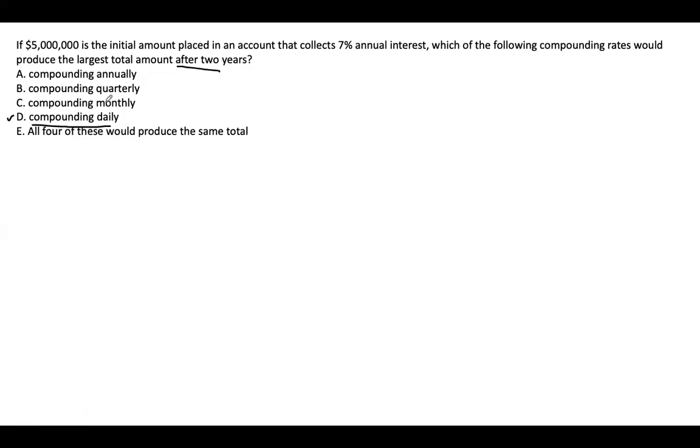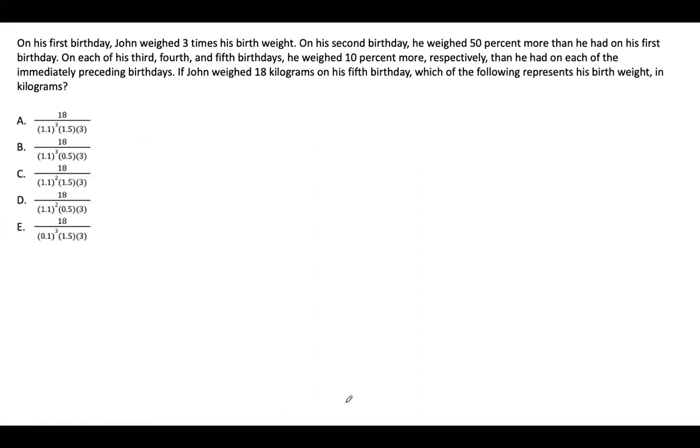Because compounding, let's say, quarterly would definitely give more amount with respect to compounding annually. Compounding monthly will give more amount with respect to compounding quarterly. So compounding daily would give more with respect to compounding monthly. Monthly, sorry. Go for this. 80 seconds for this question.